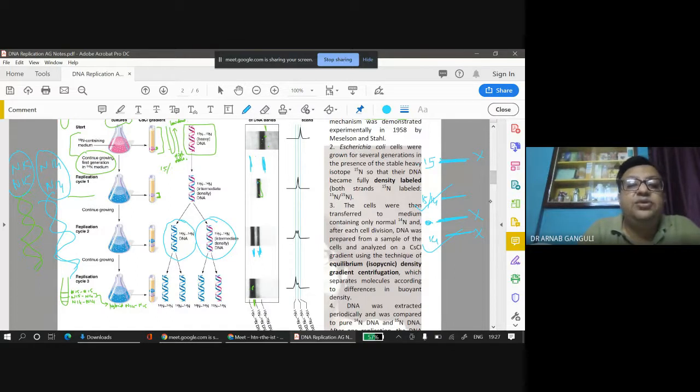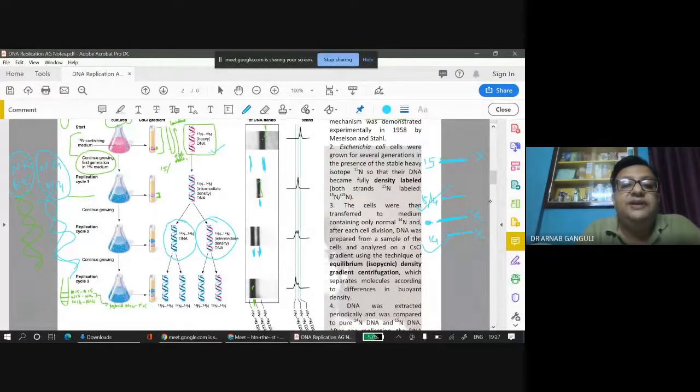এইবারে ডিএনএটাকে দেখো, দুটো গোলাপি, both of them are pink, that is N15 N15. After one generation, this heavy band and the light band is not seen, only one intermediate band is seen.